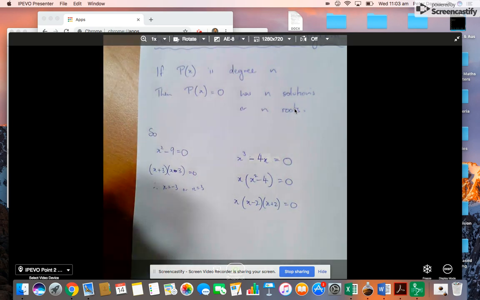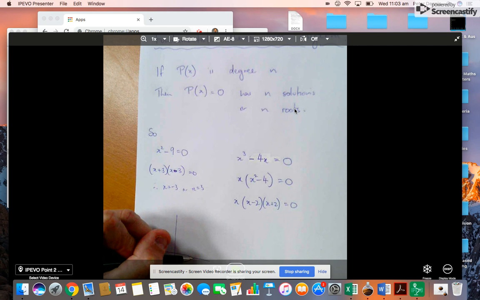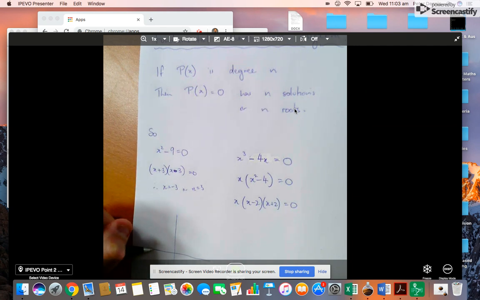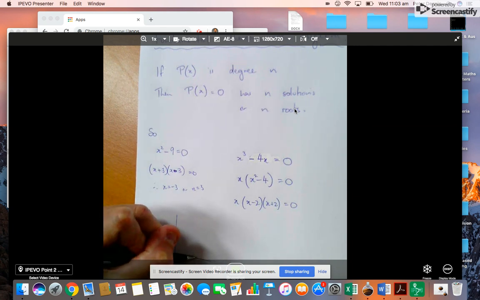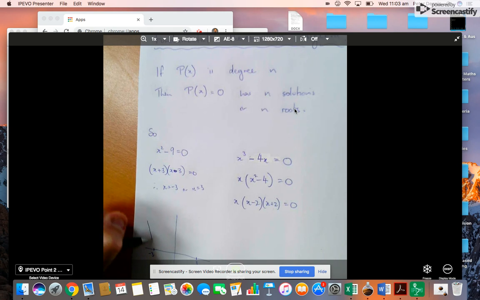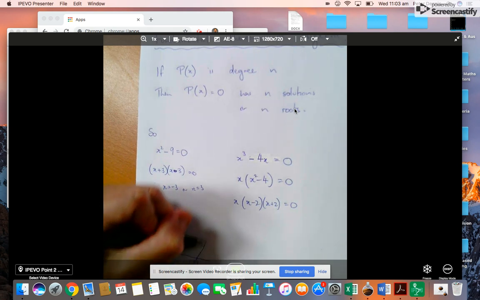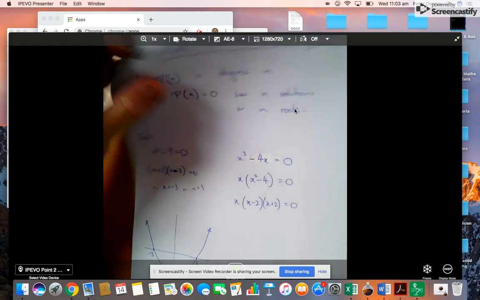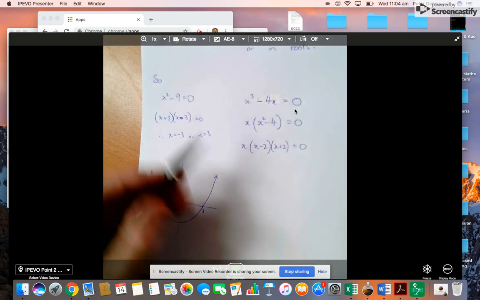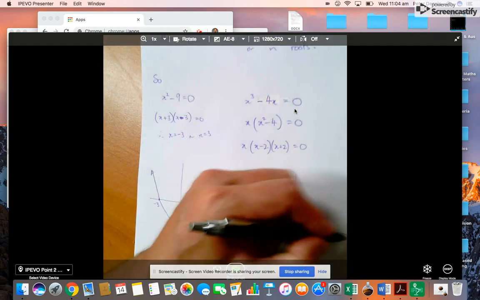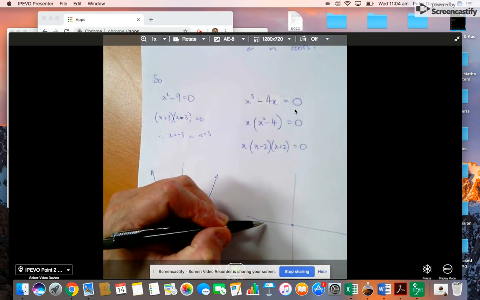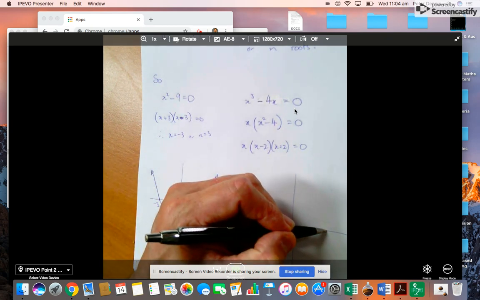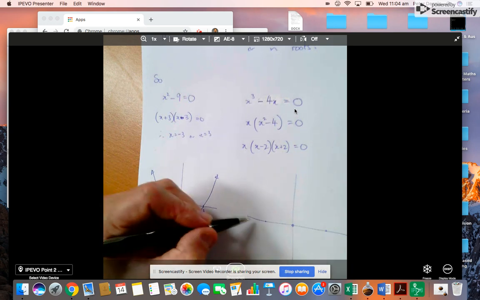What we also should notice is if we wanted to graph the polynomial y equals p of x, this cuts at minus 3 and 3. So it would look like this. It's a nice simple polynomial, or parabola. This one cuts at 3 spots. So it cuts at 0, 2, and minus 2.